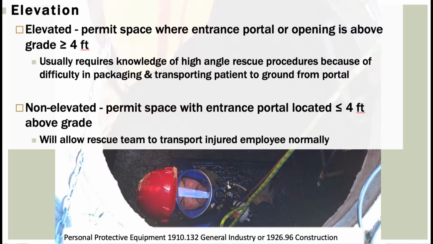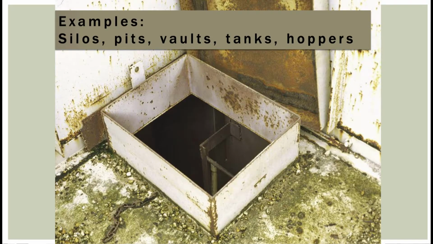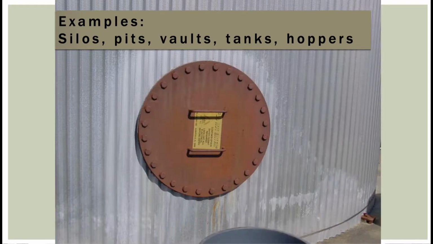As well as another definition of a permit required confined space is when the means of entry is lower than 4 feet below grade. And this would, of course, require some form of rescue team, and usually you have a tripod in place to perform the rescue. So we could see our below grade picture here, where potentially, depending on how high this opening was above the ground, that may be an example of an elevated entry.